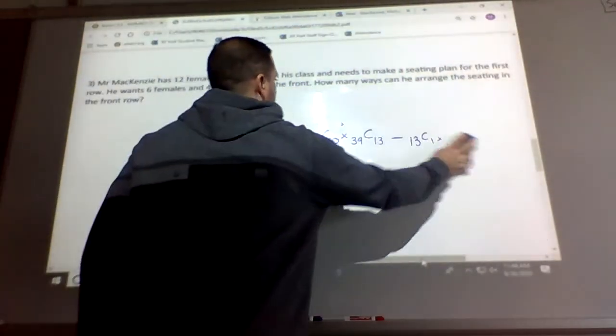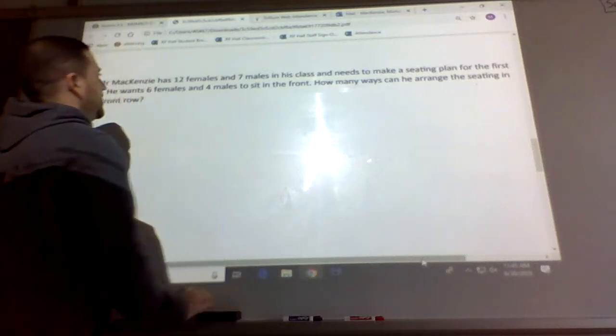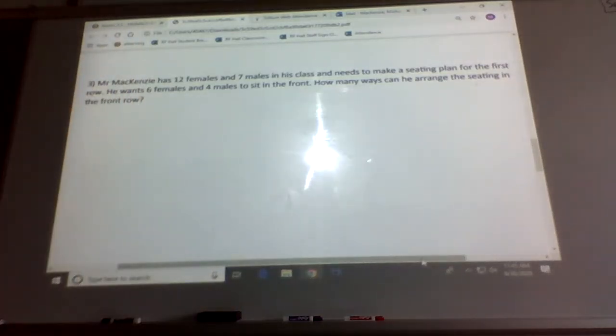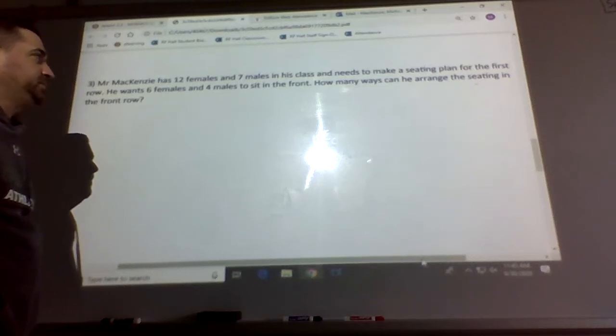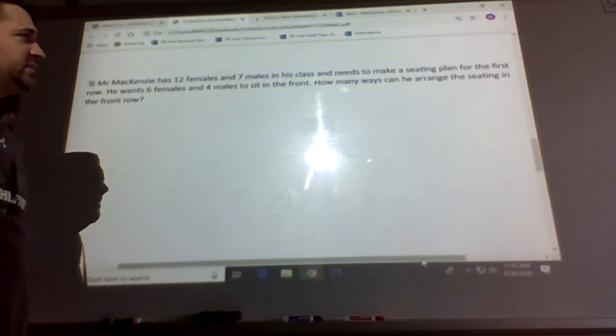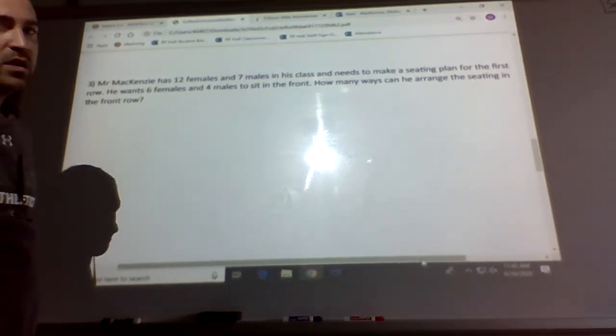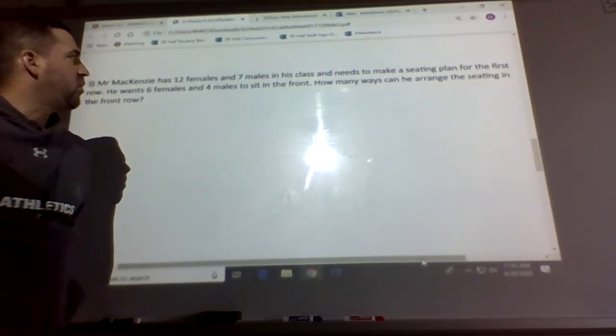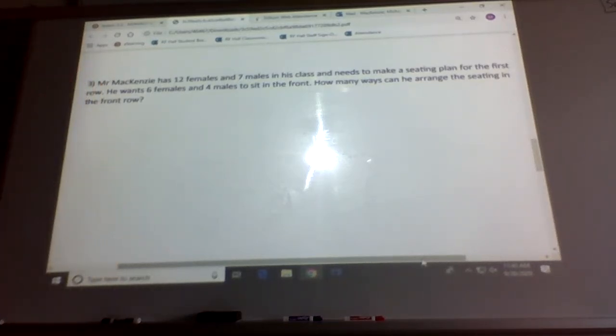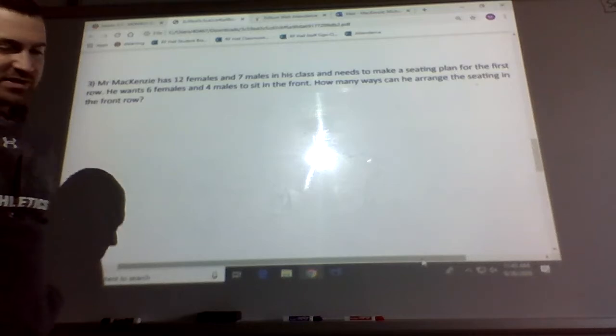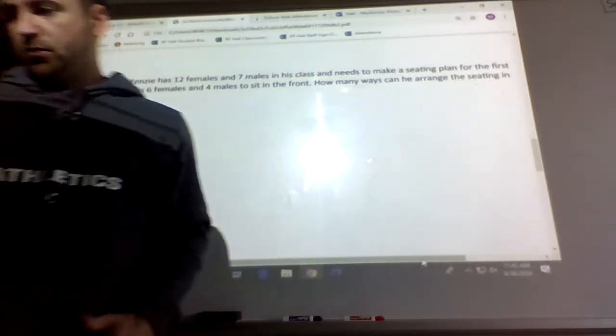Okay, next question. Mr. McKenzie has 12 females and 7 males in his class, and needs to make a seating plan for the first row. He wants 6 females and 4 males to sit in the front row. How many ways can he arrange the seating in the front row?